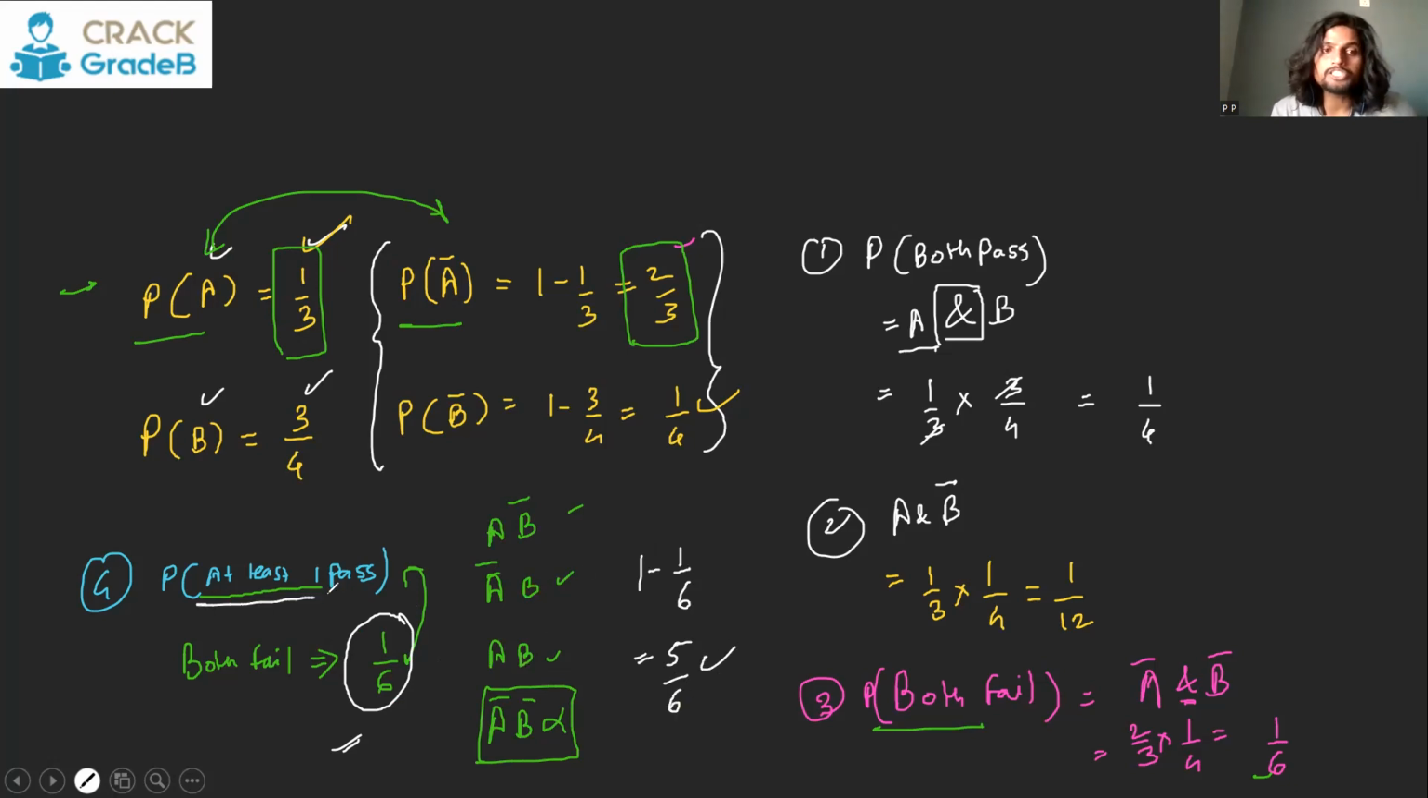So for all such questions where at least one is asked, be it PNC, be it probability, be it set theory, every time you are going to take the complementary case of it. At least one pass. So complementary case is no pass. Calculate the probability of no pass and subtract it from 1 to get the at least one. So the answer here is going to be 5 by 6.